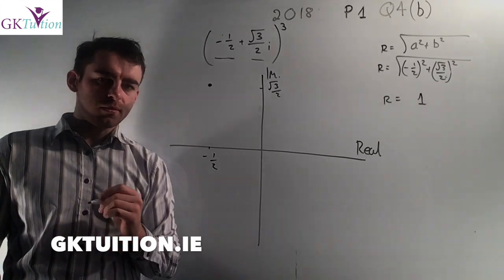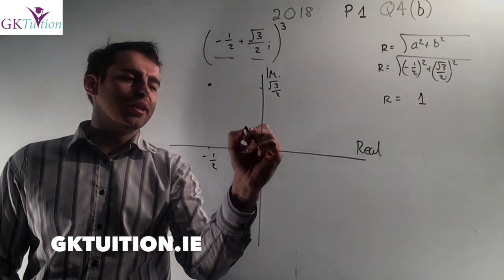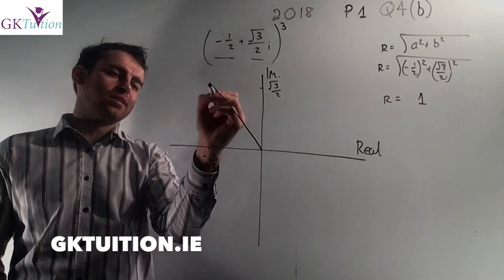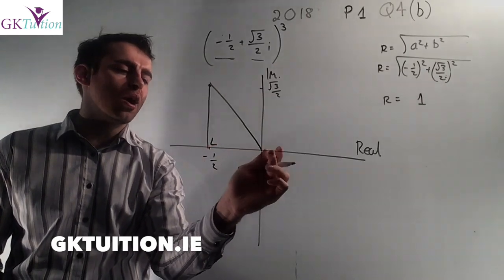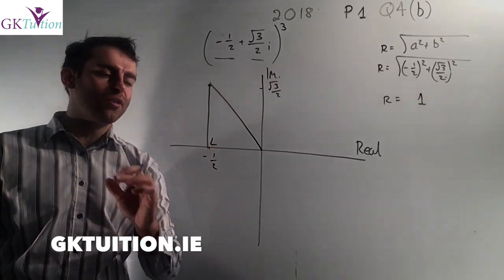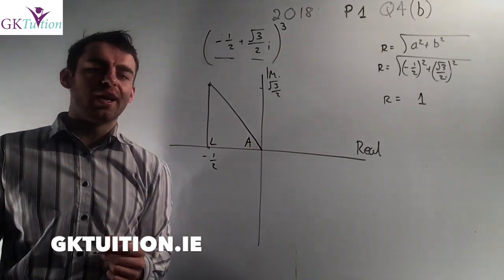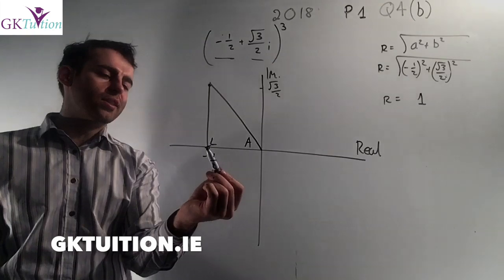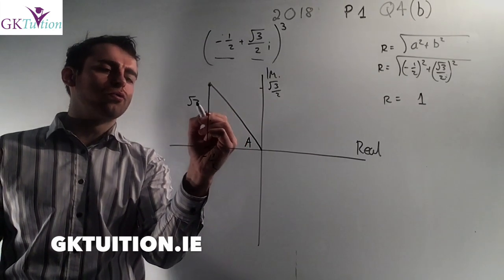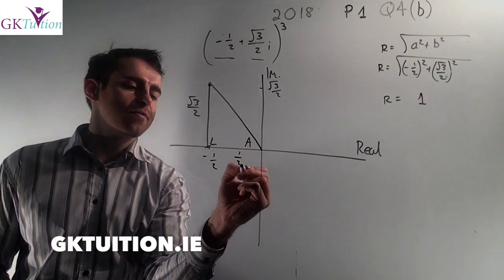Okay, so if I was to plot this point, minus a half plus root 3 over 2 would roughly be there. In order to find the argument, we need to find the angle that this complex number makes with the x-axis. So the first thing you're going to do is form a right angle triangle between the origin, the complex number, and the real axis, the horizontal line. And I want to find this angle, the angle A. Based on the diagram I've drawn, I know that the distance from there to there is root 3 over 2. And I know that the distance from here to here is a half.